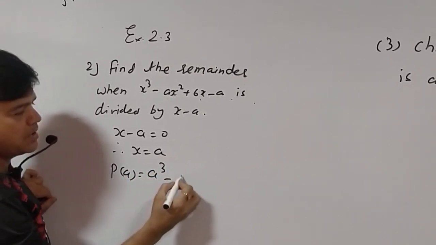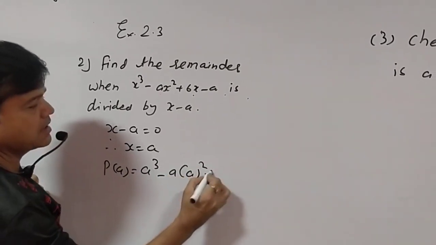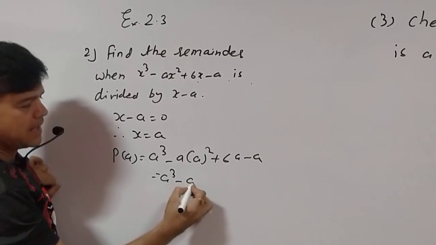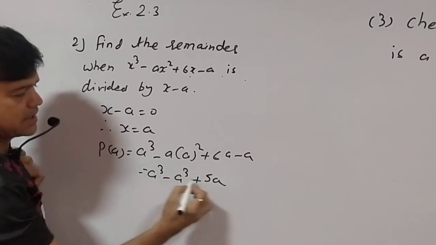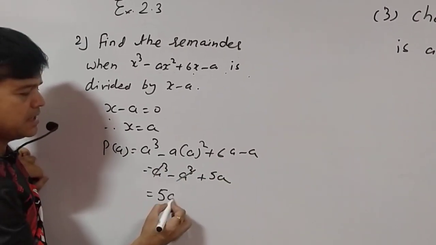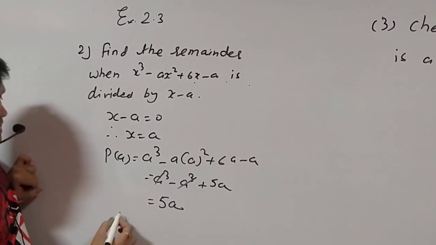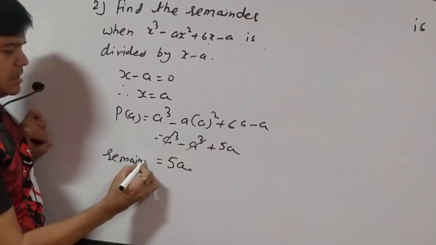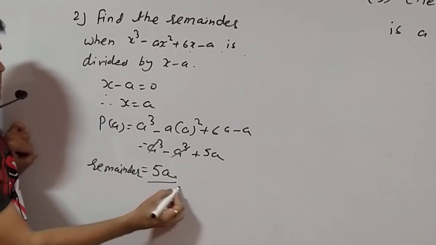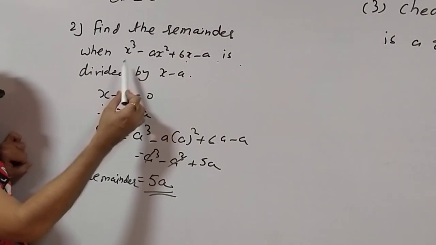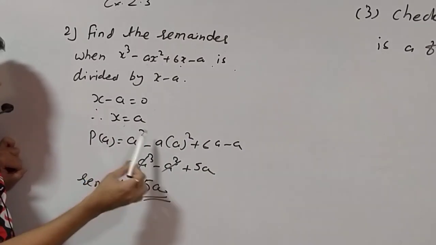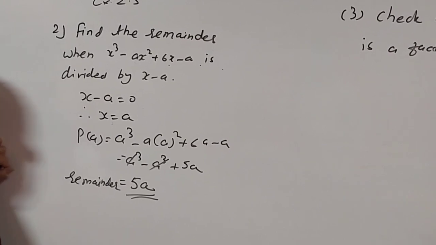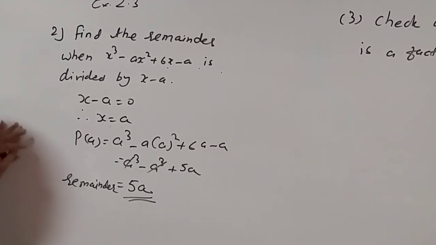A cube minus a into a square, plus 6 into a, minus a. A cube minus a cube plus 5a. So the remainder is 5a. P of a is the remainder, therefore the remainder is 5a. So it is divided by x minus a, so take x minus a is 0, therefore x is equal to a. In place of x write a, you will get the answer of the remainder. It's very easy, but may be asked for 2 marks.